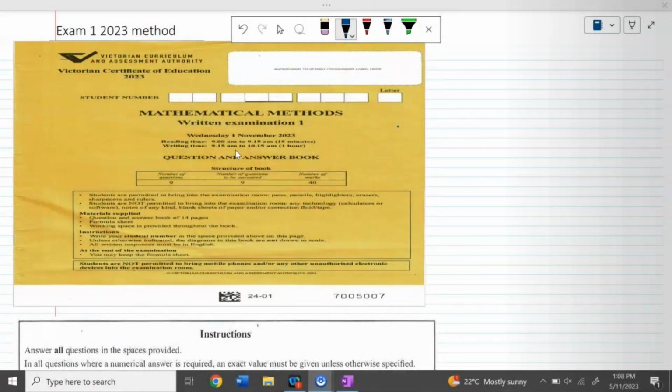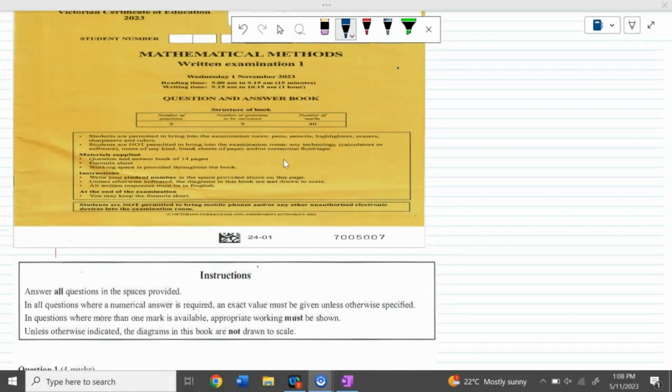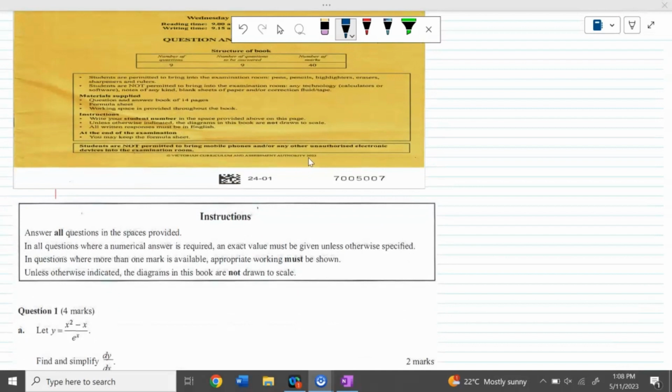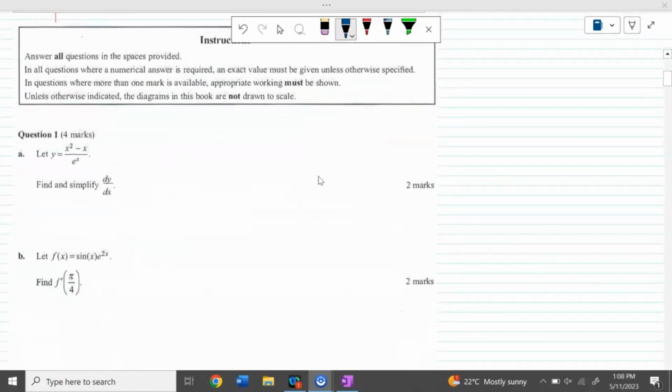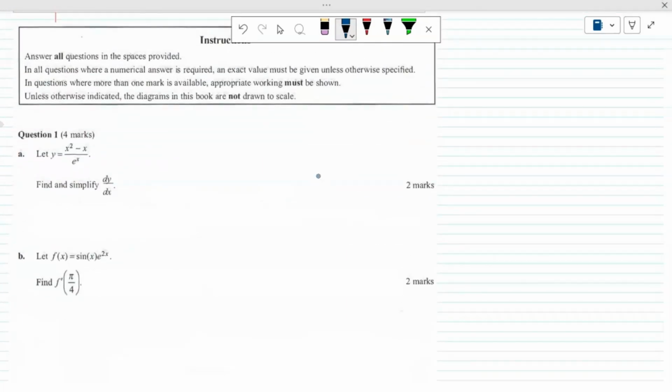Right, so this is exam 1 of the 2023 VCE exam, and this is meant for year 12 students doing Maths Methods. All right, let's have a look at the first question of the exam.